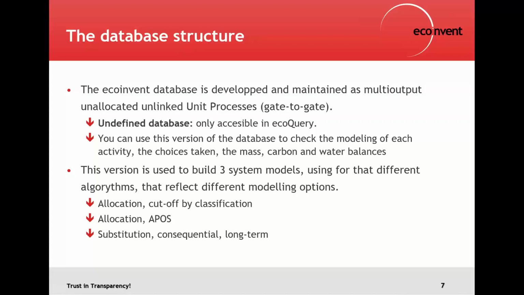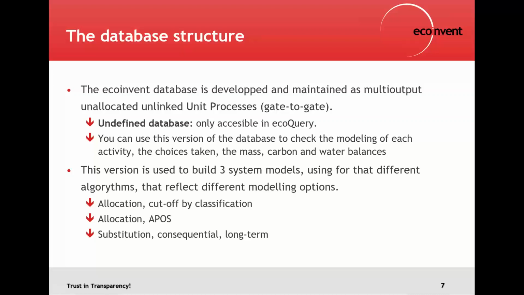To construct those 3 system models, we use distinct algorithms, and those algorithms reflect different modeling options. And what are those modeling options? The modeling options are the decisions that will be made in order to solve typical questions around LCI, like how do we solve co-production? What do we do when an activity is producing more than one product? How do we handle the burdens attributed to waste treatments? Or how do we handle recyclable products?